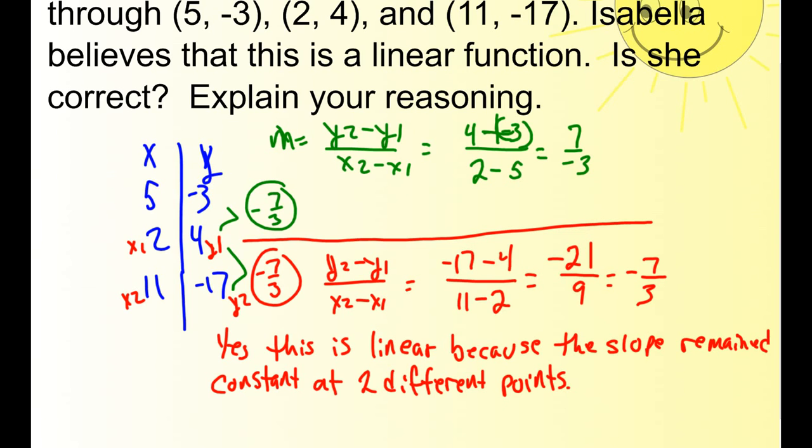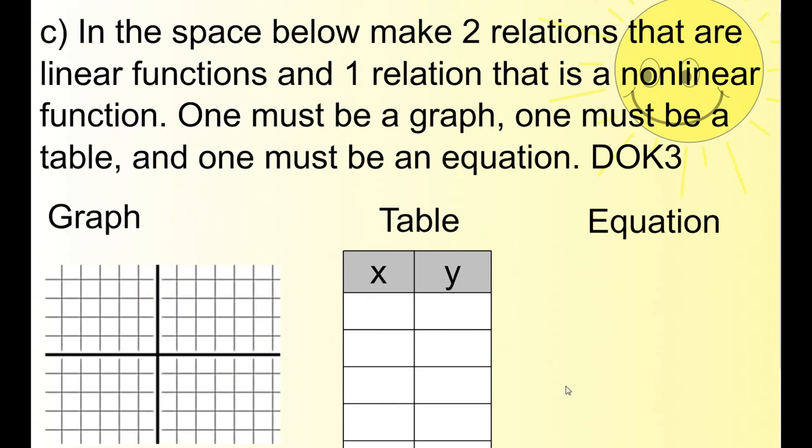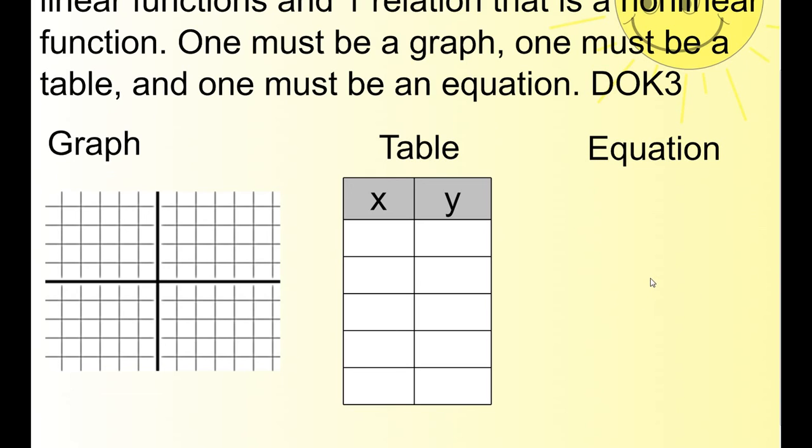And letter C. It says in the space below, make 2 relations that are linear functions and 1 relation that is a non-linear function. One must be a graph, one must be a table, and one must be an equation. So what I mean by that is, down here, you're going to make two things that are linear functions. So maybe you make the equation linear and the graph linear. That would mean you need to make the table that is non-linear. Or if you make these two linear, the equation and the table, then you'd make your graph that is non-linear. So out of the three spaces provided, you're going to make two things that are linear functions and one thing that is a non-linear function.